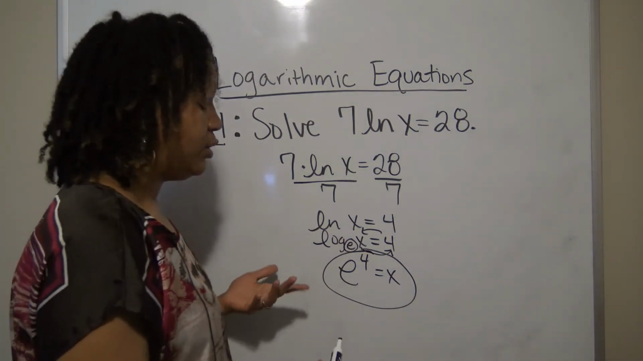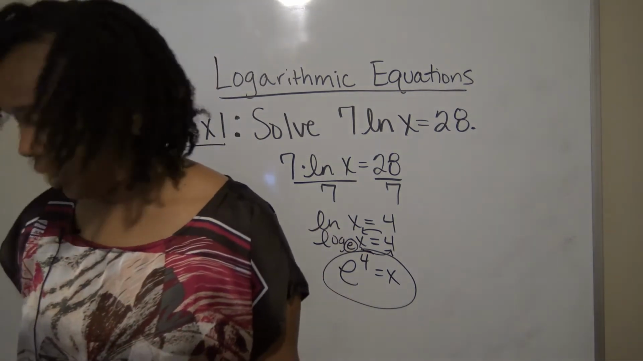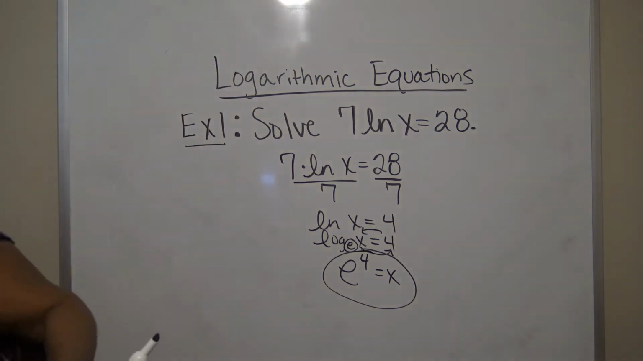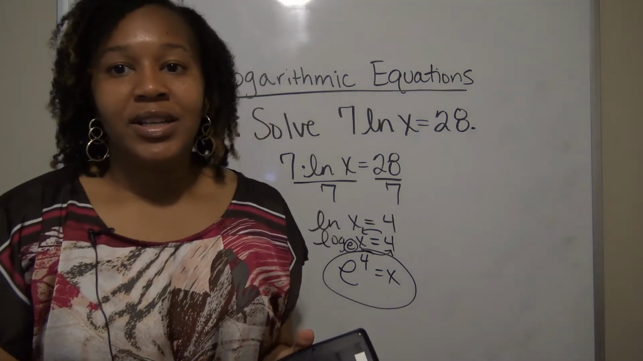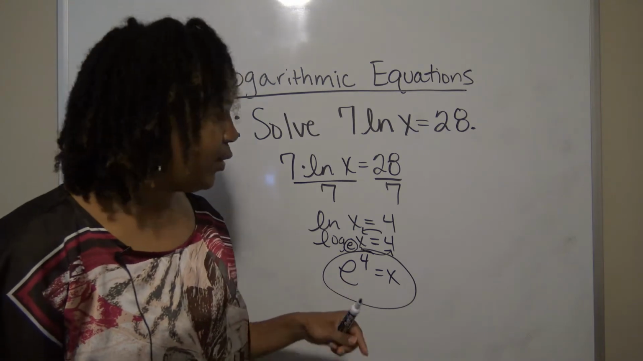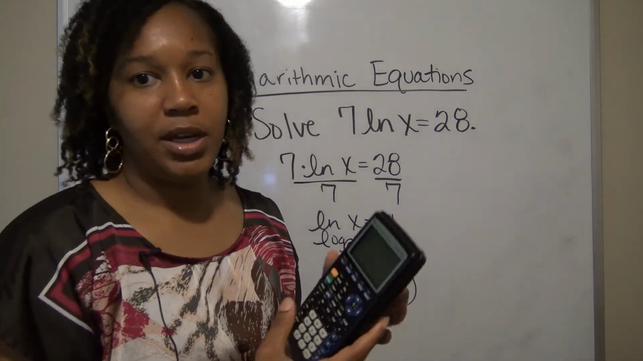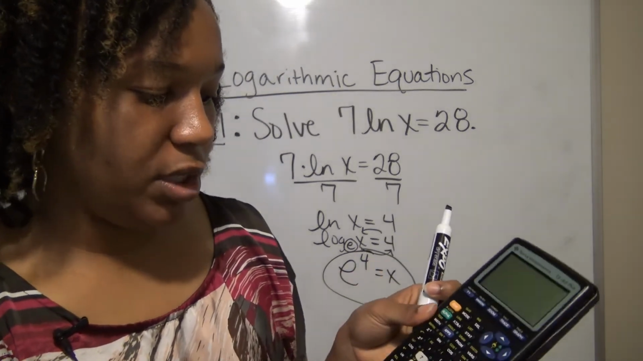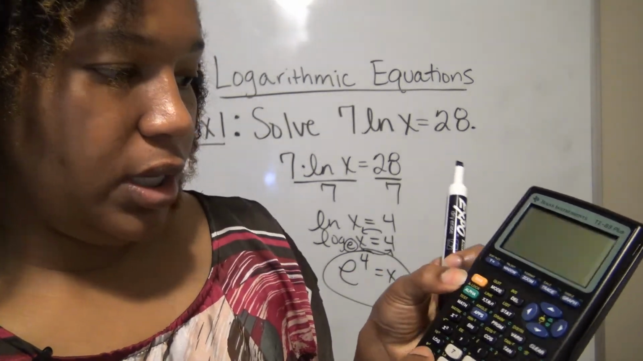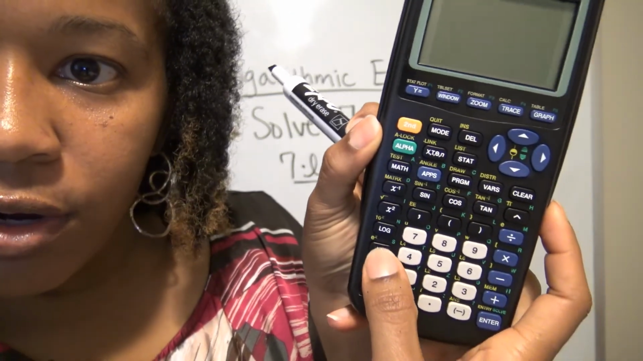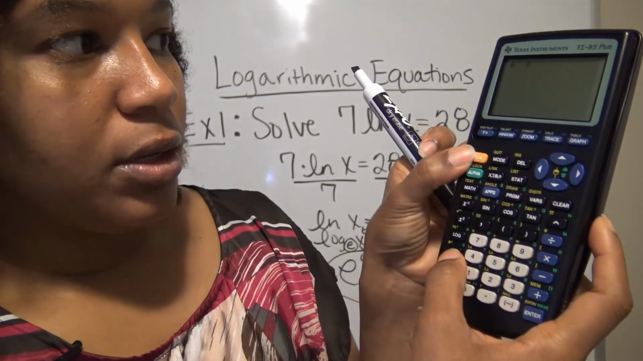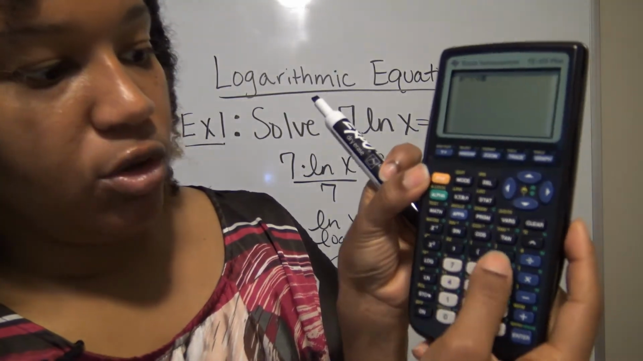But it might ask you for an approximation. So x equals e to the 4th is your exact answer, but it might also ask you for an approximation. And if you need to get an approximation, you would just do the e to the x button, which is right here on your ln button. So second, e to the x, and then you'll put in a 4.